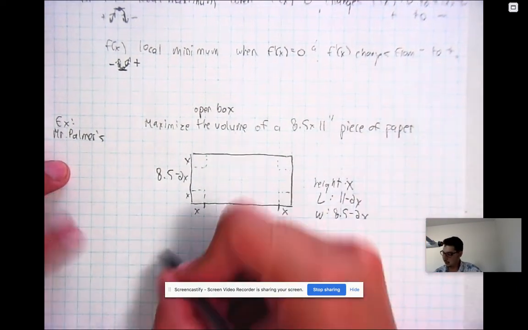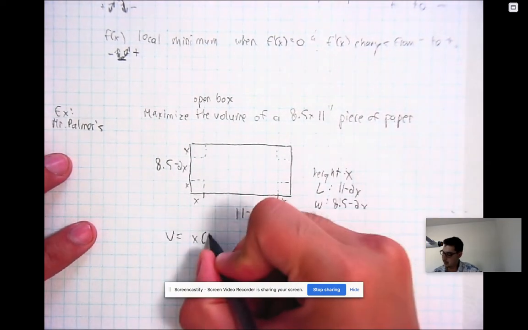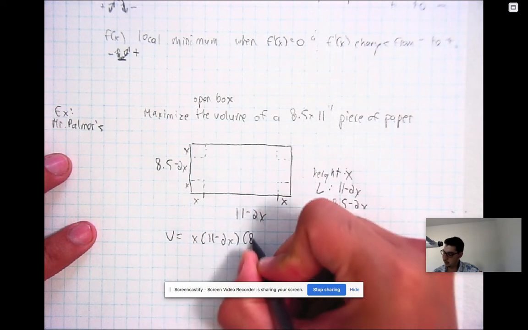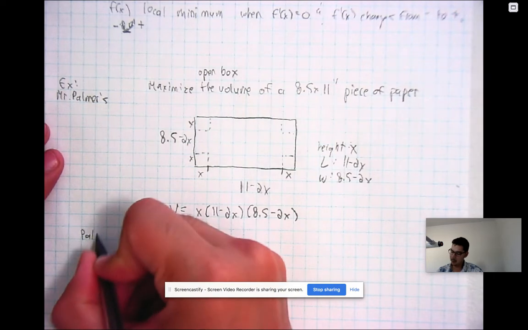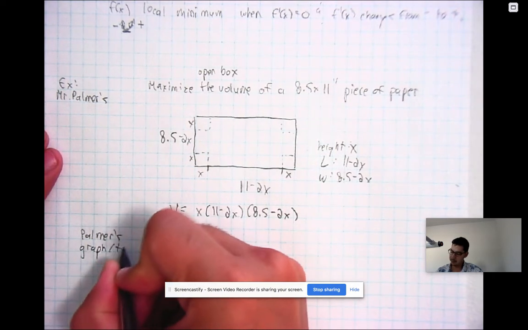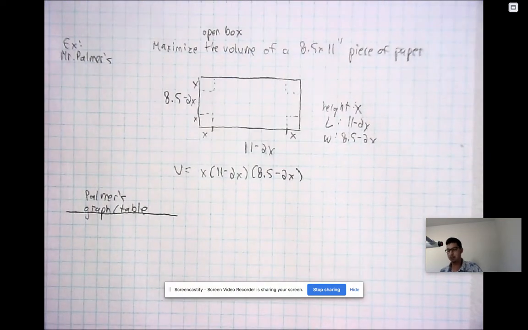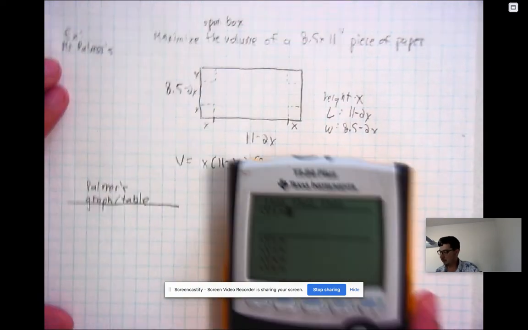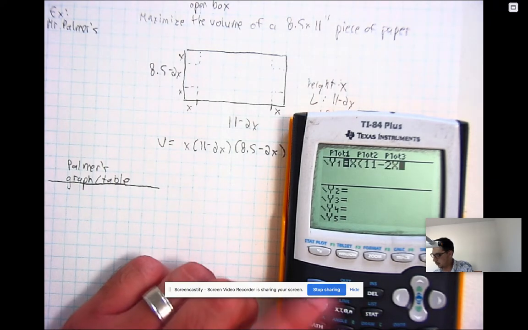Now, in his class, so before we even get there, the volume of this box can be represented by x times 11 minus 2x times 8.5 minus 2x. And in Palmer's class, the way you found this answer was through the graph or table. What you would do is go into your calculator and put this equation in, x times 11 minus 2x times 8.5 minus 2x.